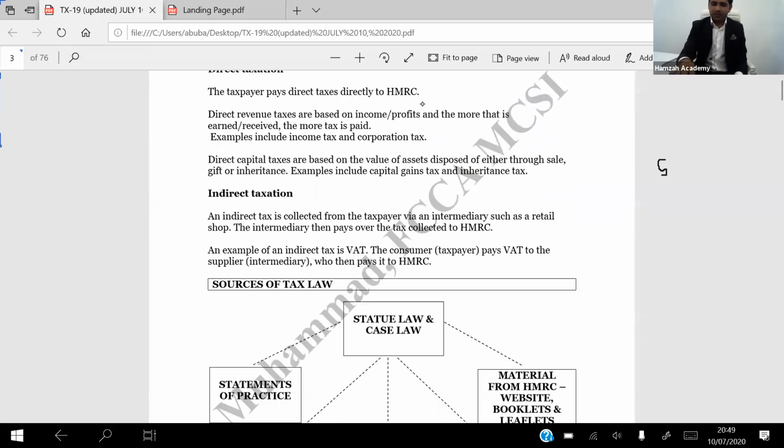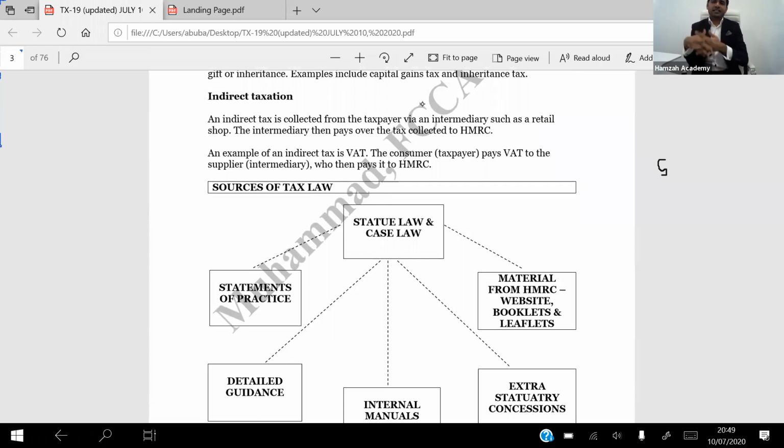And then we have sources of tax law, which means the tax law itself, the statements from the practices, the cases decided, the detailed guidance or commentary by HMRC, internal manuals which are provided within the HMRC department, and other material like brochures and booklets and manuals and social media posts and everything which is available on websites and everywhere like Facebook, Instagram, LinkedIn, everything is also part of the law. And then extra statutory concessions means extraordinary decisions being made by HMRC for specific scenarios or anything.